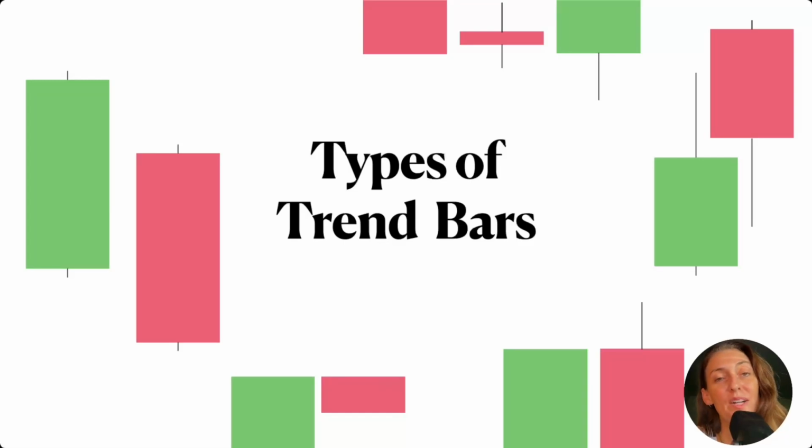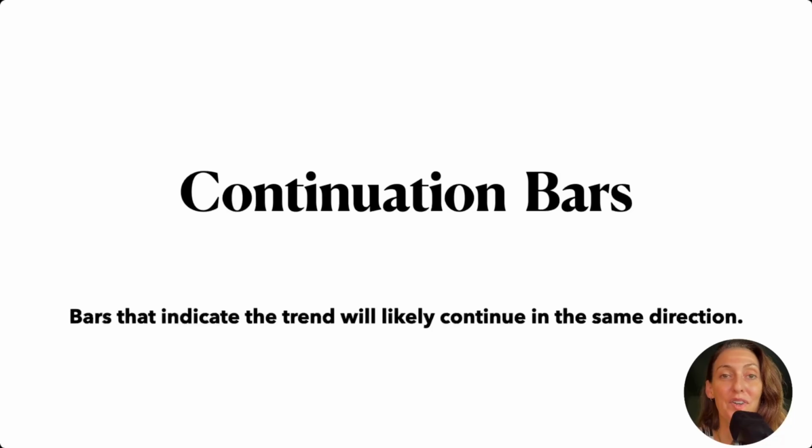In today's tutorial, we're going to talk about different types of trend bars and what they mean when you're trying to enter a trade. First, we're going to talk about continuation bars. These are the types of bars that tell you that the trend is going to continue as it's been going.